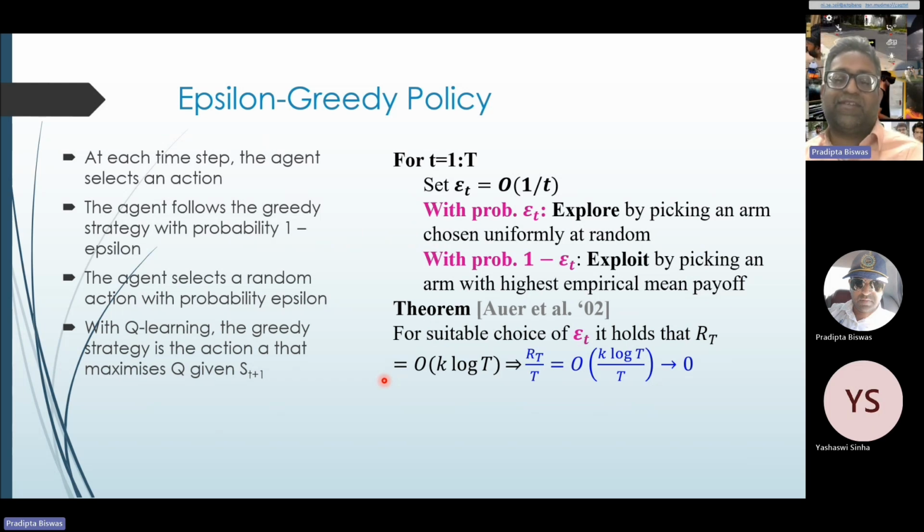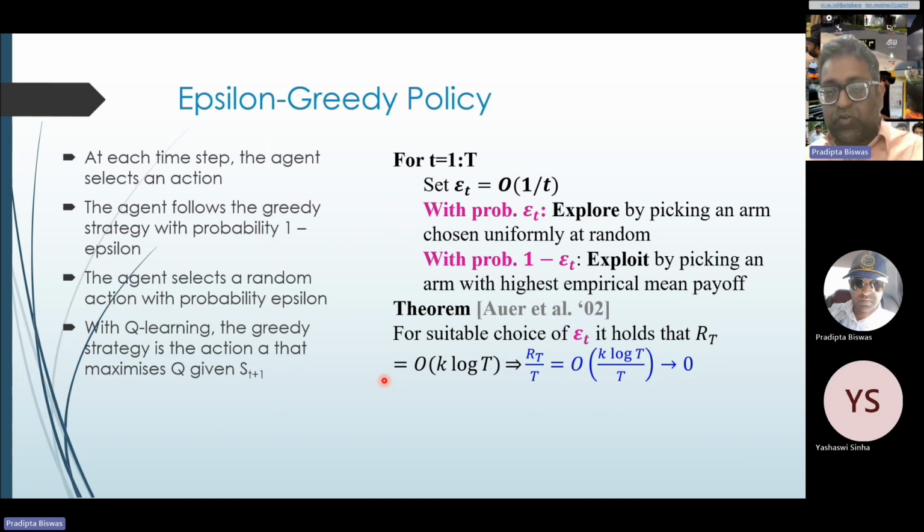The algorithm is super easy to understand: at each time step, the agent selects an action, that is, a lever will be pulled. The agent follows the greedy strategy, pulling a lever it has pulled earlier, with probability 1 minus epsilon, and selects a random action with probability epsilon. It is as if you are tossing a coin. If it is heads, you pull an unknown lever. If it is tails, you look at the existing levers and choose the one that maximizes your expected probability, which you are already calculating or tracking by looking at other people's results.